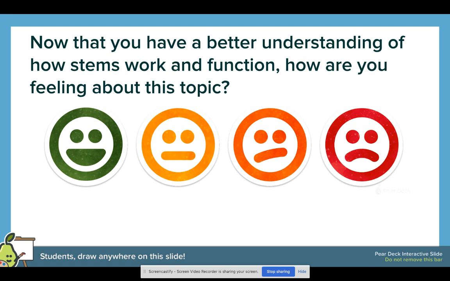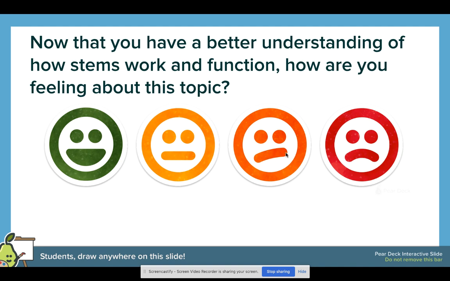Okay, I know that this is a fairly quick lesson, but I did want to give you guys some background and understanding. And now I need a little bit of information from you. So now that you have a better understanding of how stems work and function, how are you feeling about this topic? Green means, oh my gosh, this makes so much more sense than it did before. I feel so much better. Red is like, I'm still really lost, Miss Krosky. Maybe we need to do some tutoring so we can work one-on-one.